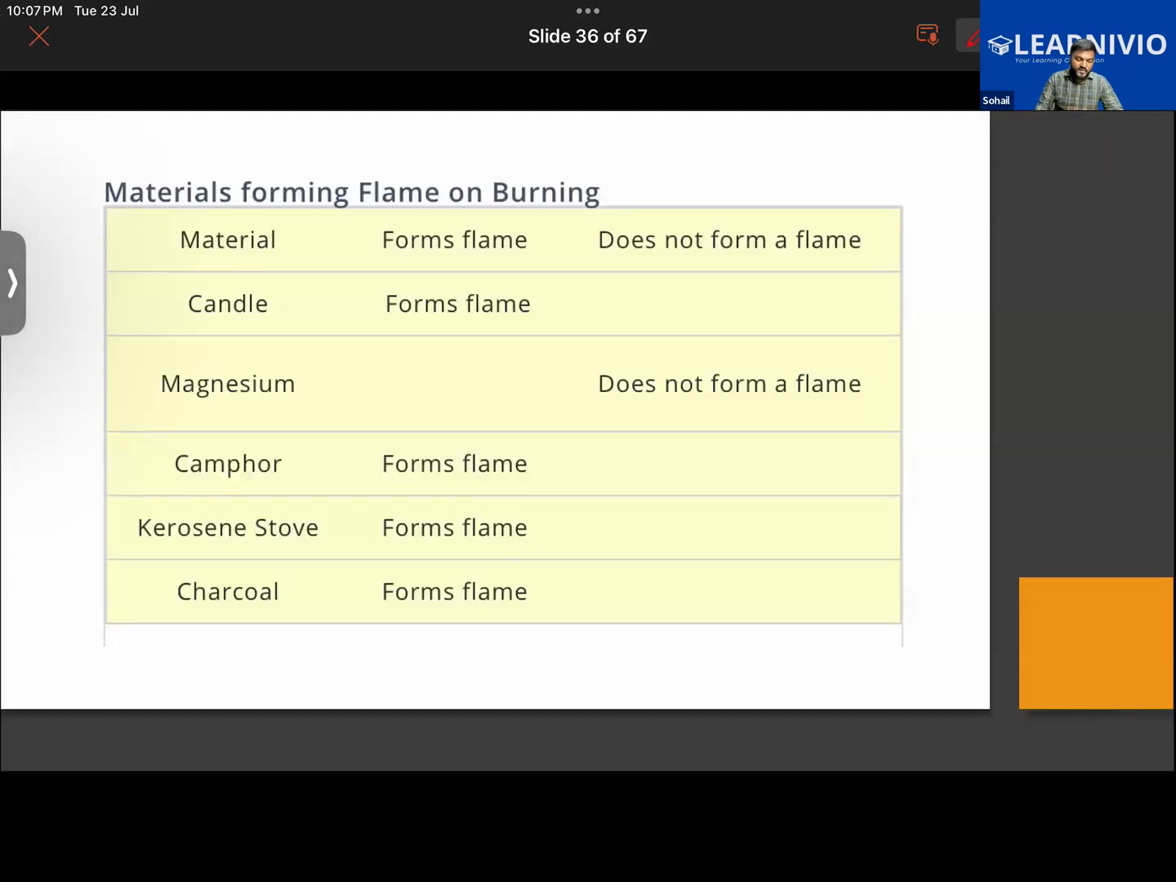Also here in this list, you can look at some of the materials that would be forming flame upon burning. Like candle, of course, it forms flame, right? Magnesium does not form a flame upon burning. Camphor would be forming flame upon burning, right? Kerosene, charcoal, it says that it forms flame, but it does not actually form flame. Kerosene stove would be forming flame. So what do we observe here? That these are some of the examples.